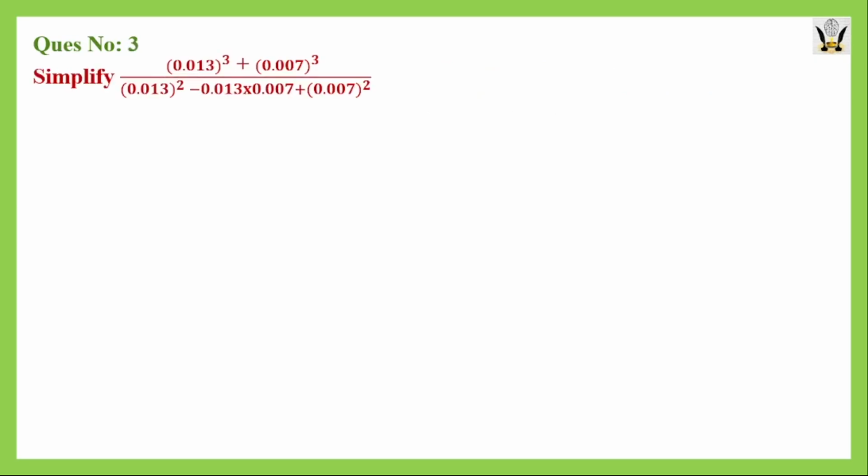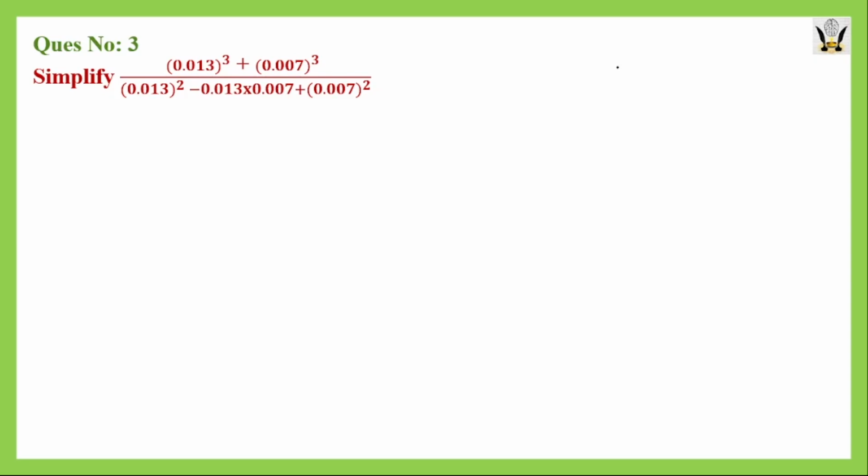Now we need to simplify this expression, where we have two terms in the numerator and three terms in the denominator. One way is to calculate the cube of 0.013, the cube of 0.007, and also the values given in the denominator. That is one way, but it is not a good approach. What we can do is apply a suitable algebraic identity to ease our simplification.